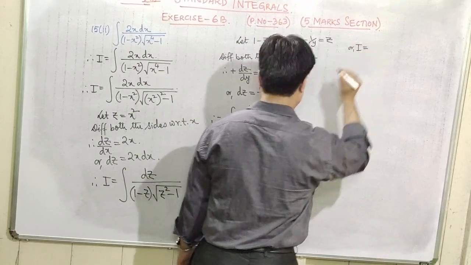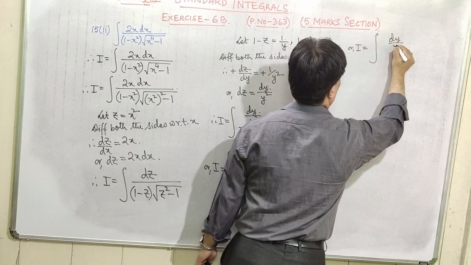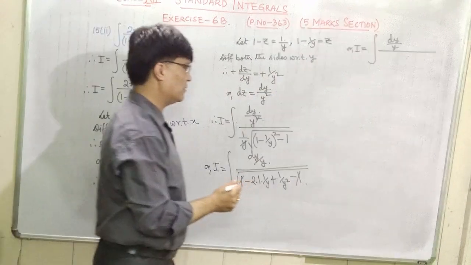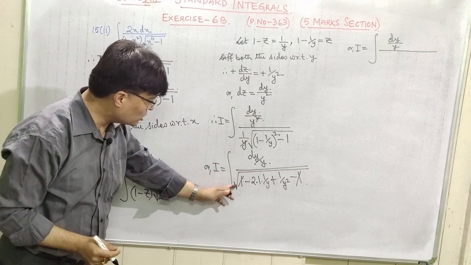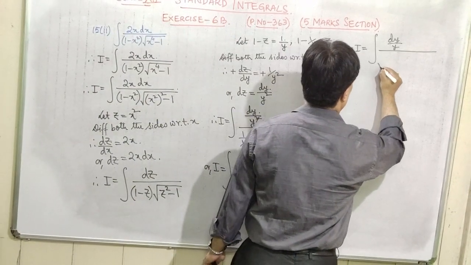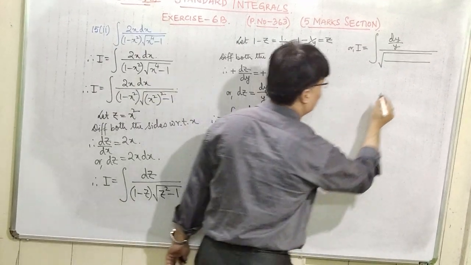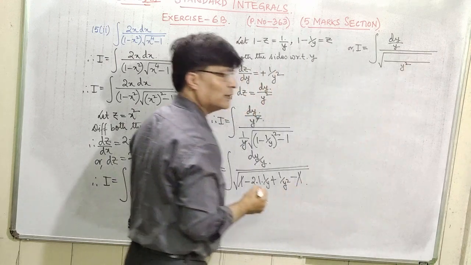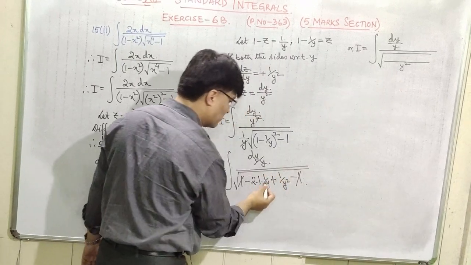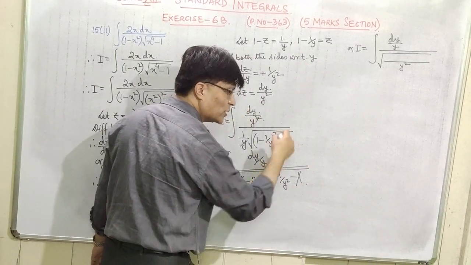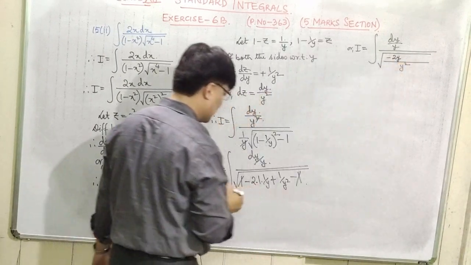So I is equal to integration of dy by y divided by the square root. Within the square root you can take the LCM. What's the LCM out here? For y and y square, the LCM is y square, right? So in the numerator, what do we write? This LCM is divided by y. Y square is divided by y, so it is y. So minus 2y. So y is multiplied by minus 2. That is minus 2y. Right?